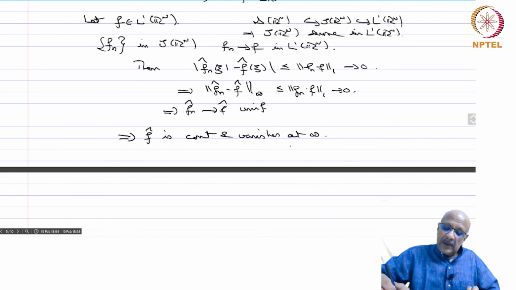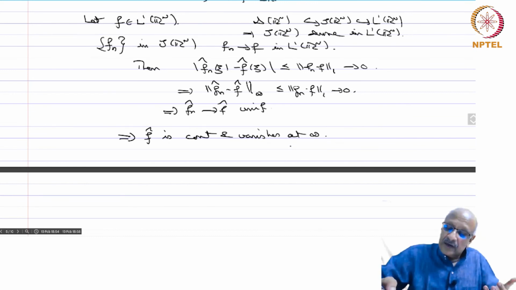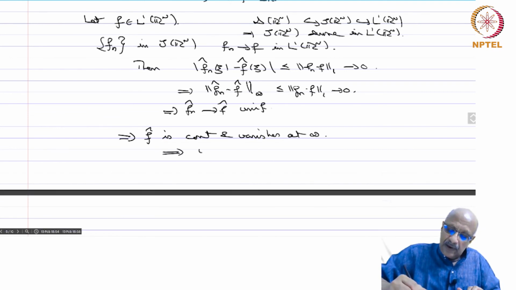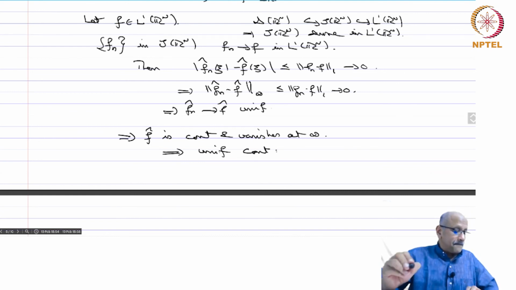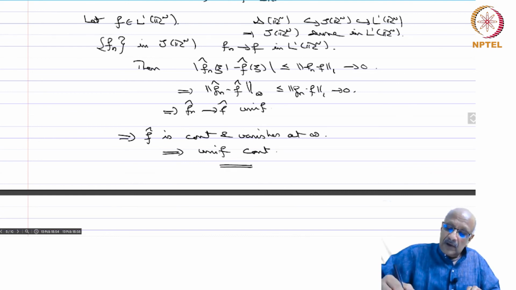Because the space of continuous functions which vanish at infinity is a Banach space for the sup norm, and f_n hat is continuous and vanishes at infinity because it's in S of R^n, consequently f hat is also continuous and vanishes at infinity, which implies it is uniformly continuous. Okay, so this is the Riemann-Lebesgue lemma.